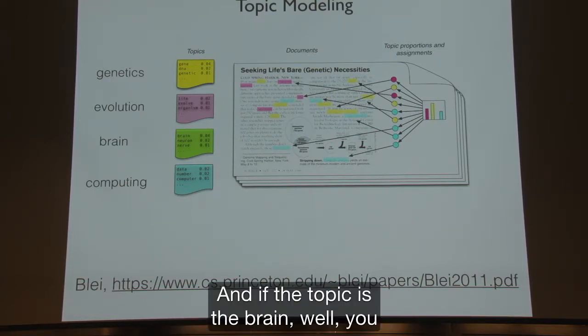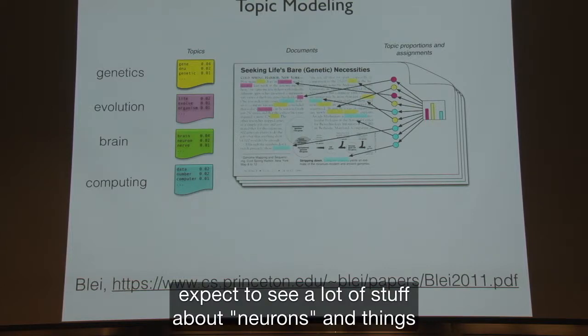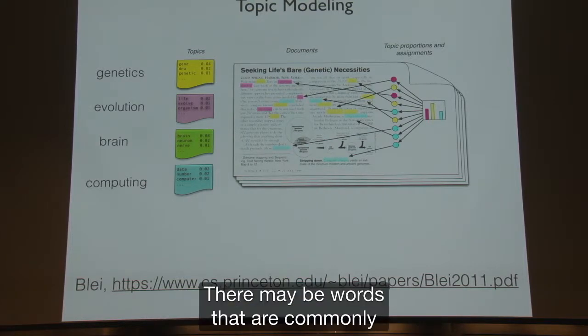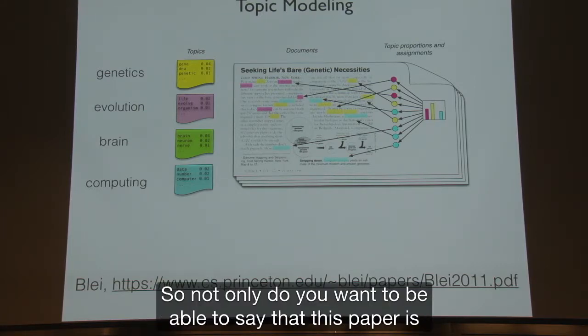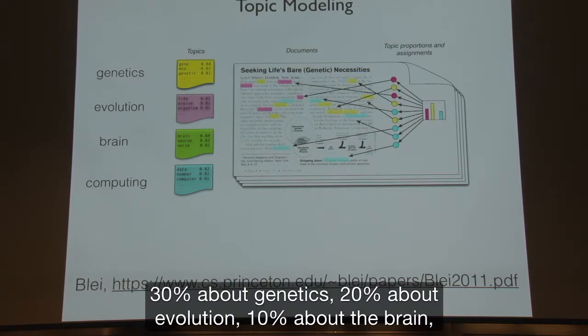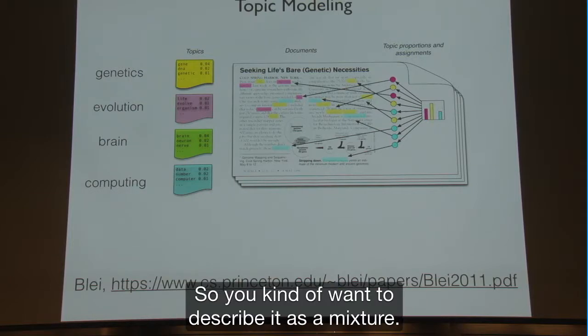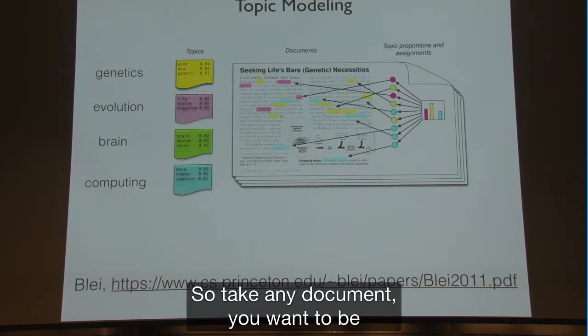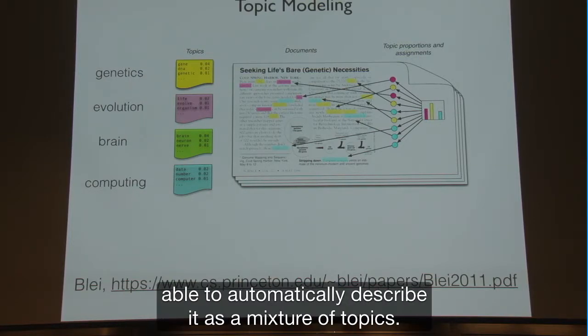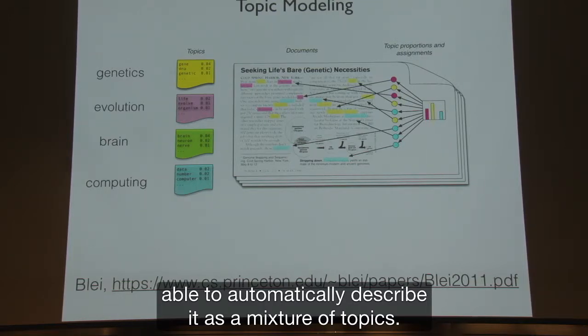If the topic is the brain, well, you expect to see a lot of stuff about neurons and things like that. Of course, there may be overlap. There may be words that are commonly used in multiple topics. So not only do you want to be able to say, this paper is 30% about genetics, 20% about evolution, 10% about the brain, 40% about computing, things like that. So you want to describe it as a mixture. So take any document, you want to be able to automatically describe it as a mixture of topics.